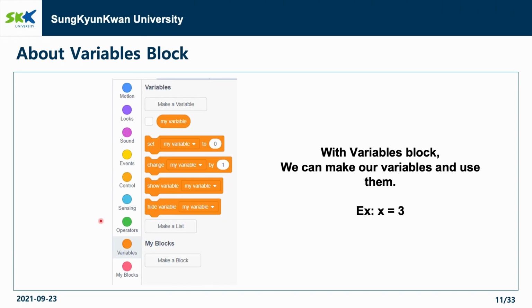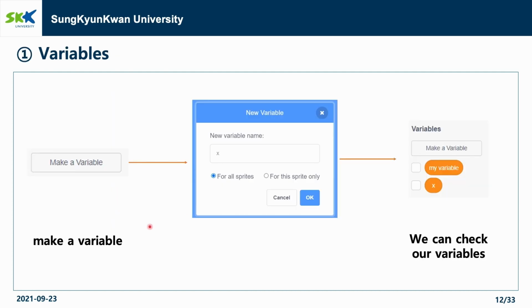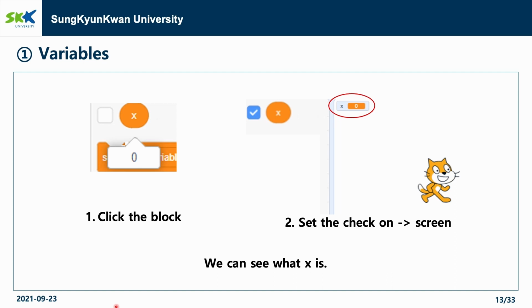Variable blocks are here, and they are orange. We can make variables and use them. In more detail, if you click make variable, this blue window appears. So we can set the variable name and set the valid range by choosing the two options. After clicking the OK button, we can see our variable block is created here. We can check the X value by clicking the block and setting the checkbox, and we can see the X value on the screen.